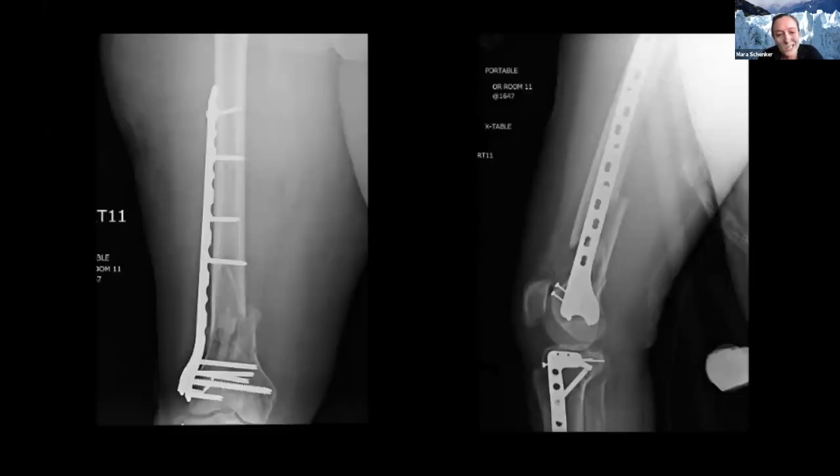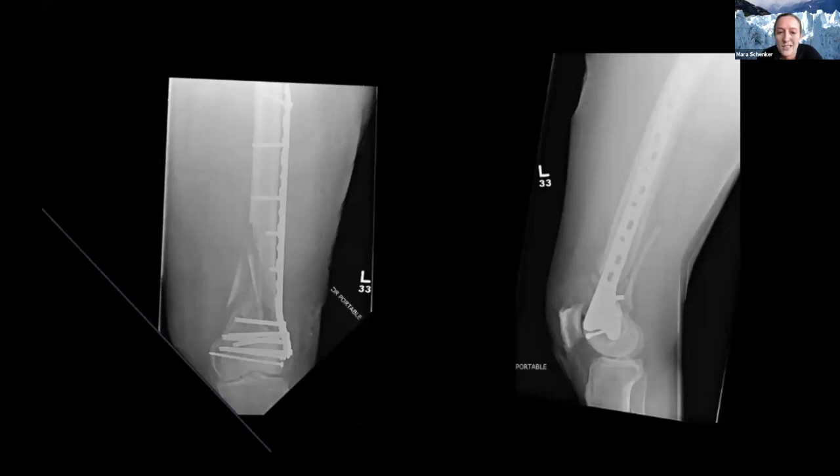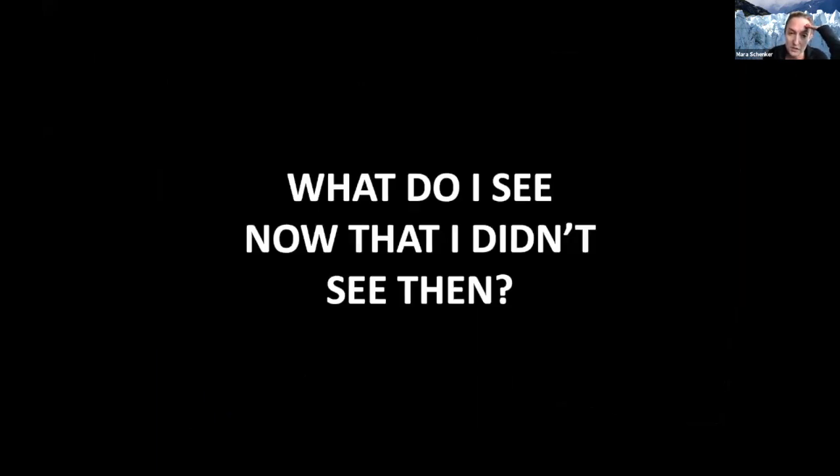And so when I'm taking a critical look at this, I encourage you to go back and take very critical looks at your early fixation strategies. And so I look at this and I'm like, okay, it's in a little bit of valgus, a little bit of extension on the right side. And then on the left side, there's clearly something going on, probably from a rotational standpoint. The sagittal plane alignment looks good, but there's just something about that coronal plane alignment that I'm a little bit unsure of. But every time I've done these, I go back and I critically look at these. And so what do I see now that I didn't see then?